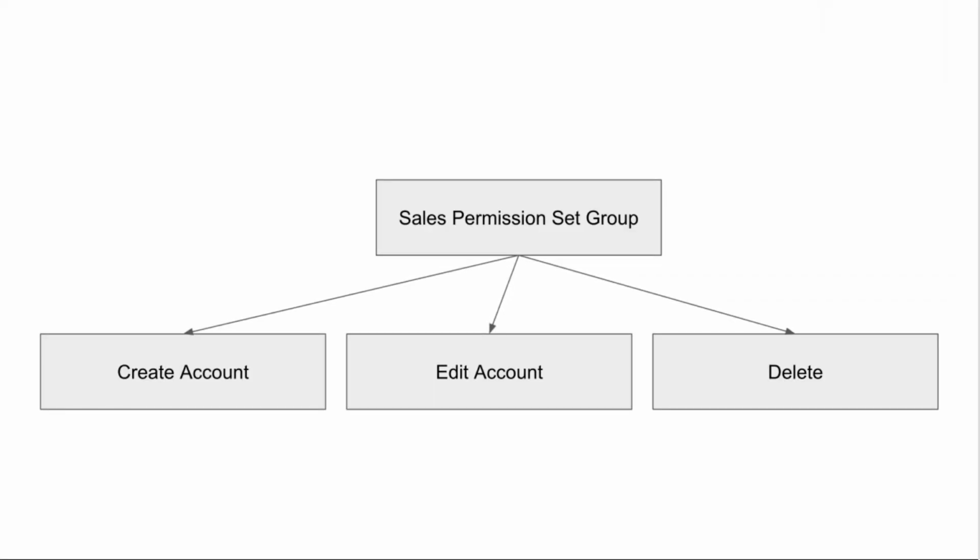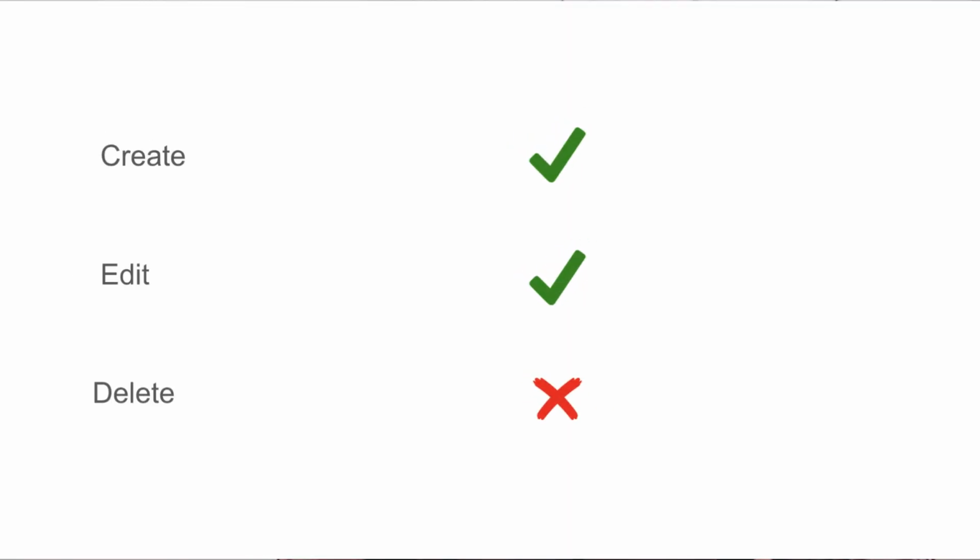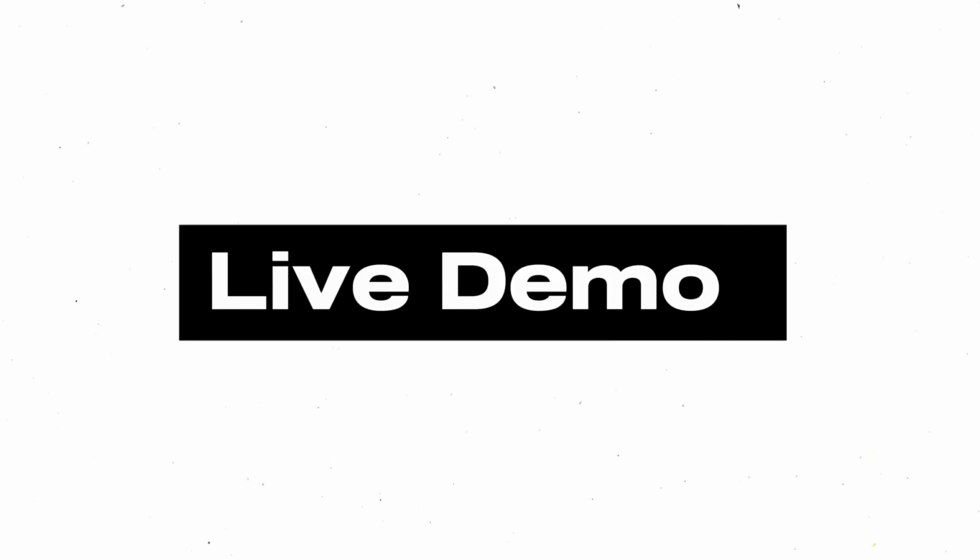Let's understand this with a simple use case. Let's say you have a sales team permission set group that includes permissions to create, edit, and delete accounts. Now for most sales reps, create and edit are fine, but you don't want Sarah to delete accounts. So instead of removing her permission set entirely or creating duplicates, you can just mute the delete permissions for accounts. Simple and clean. Let's start with a live demo.